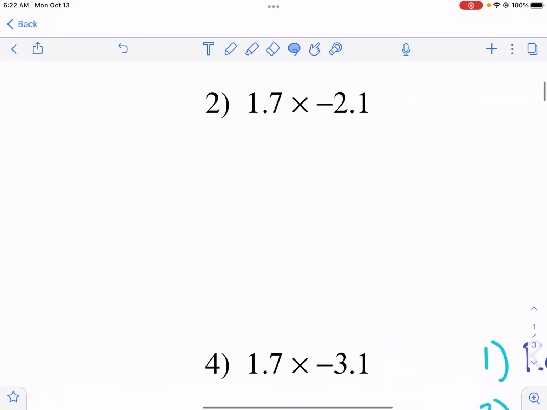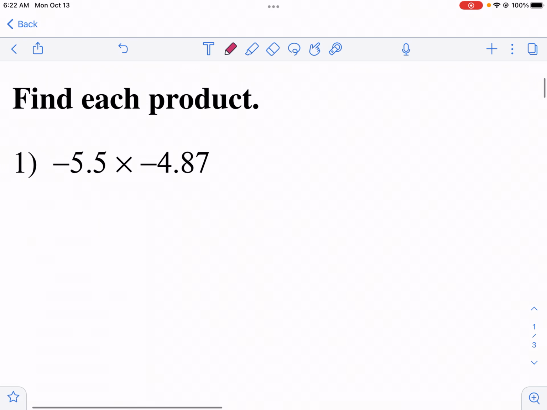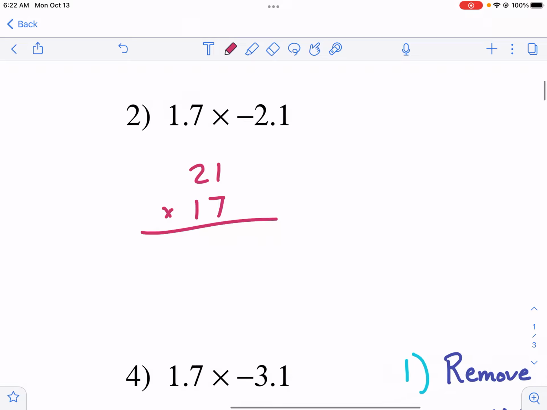Let's move on to number 2. Okay, so with number 2, we're going to pretend that this is 17 times 21. I like to put the bigger number on top. Doesn't matter. Usually, no matter what, you're going to put the longer number on top. For example, for this one, I'm going to put the 487 on top and the 55 on the bottom. But back to number 2.